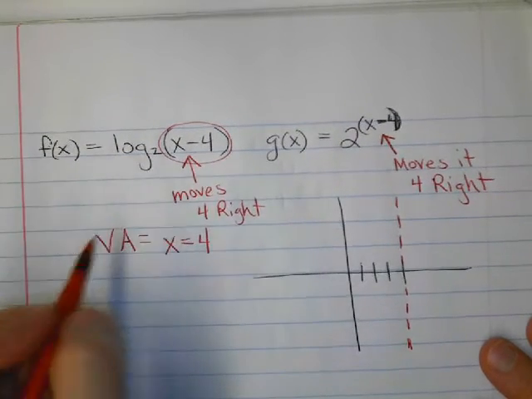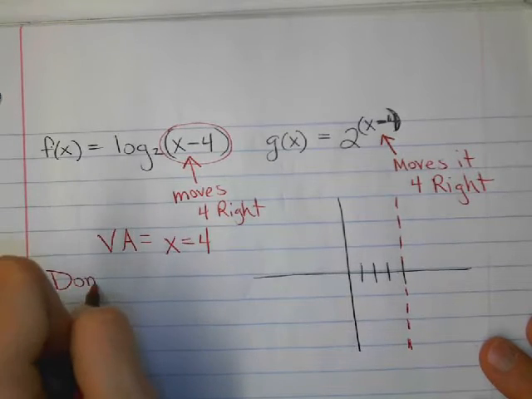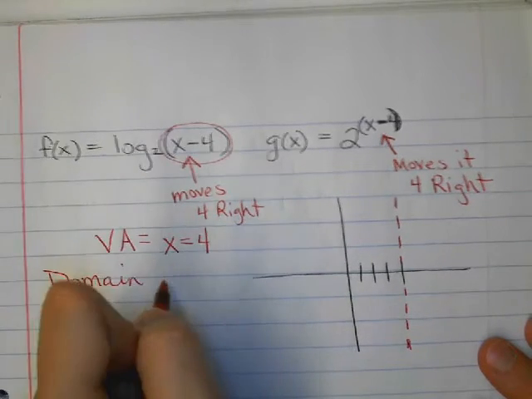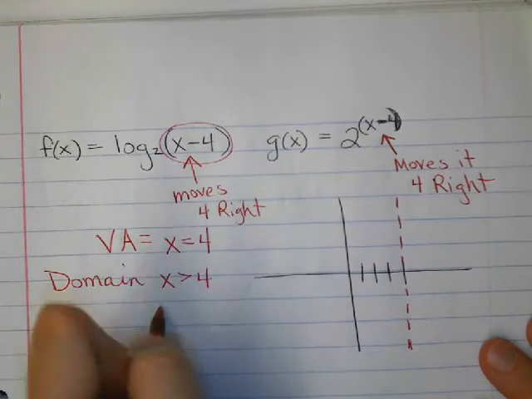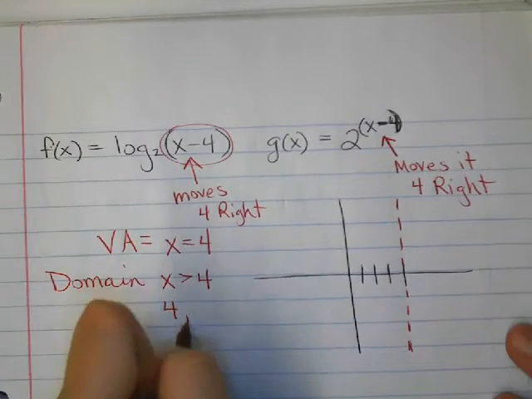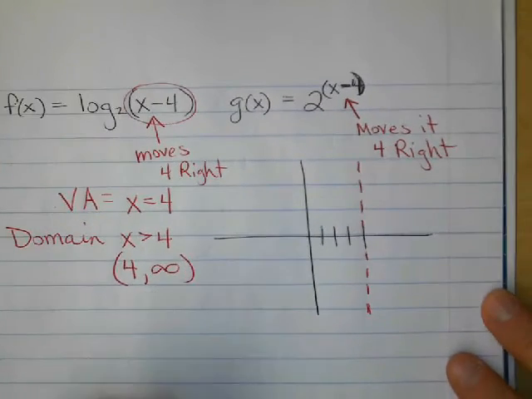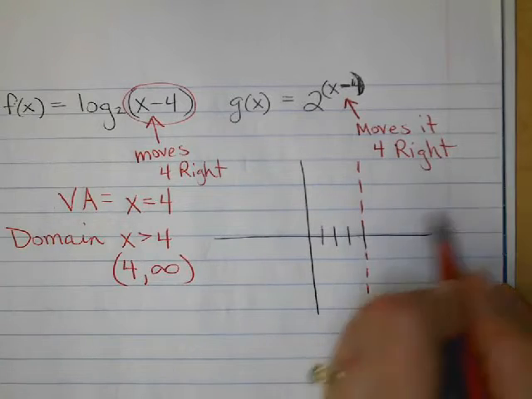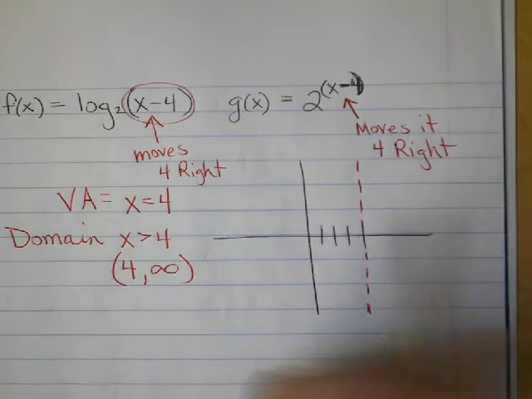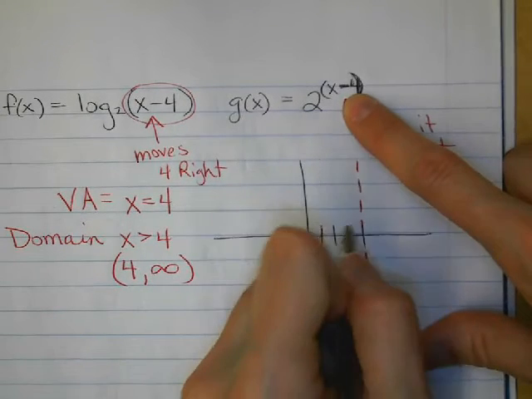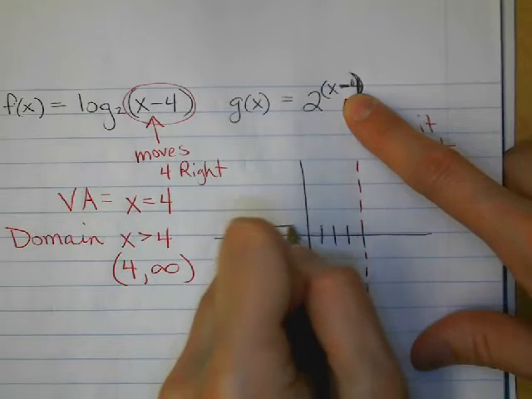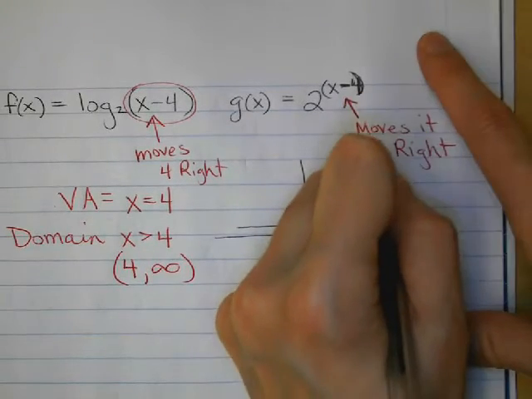It shifts the domain of the graph too. Your domain would be x greater than 4. Or you could say the graph goes from 4 to infinity, if we want to write it in set builder notation. So your logarithmic function would end up over here. Like your exponential function, I could graph that. It would go here, kind of like this.